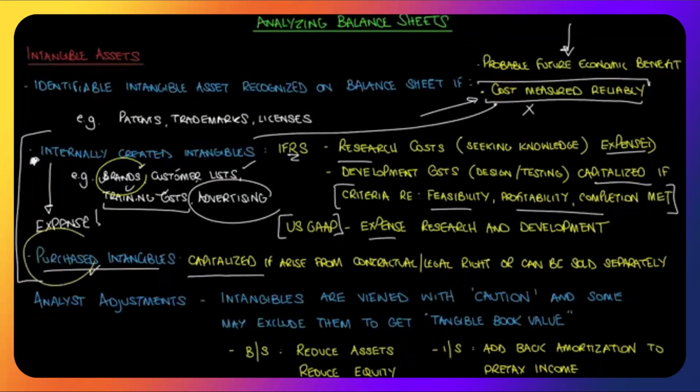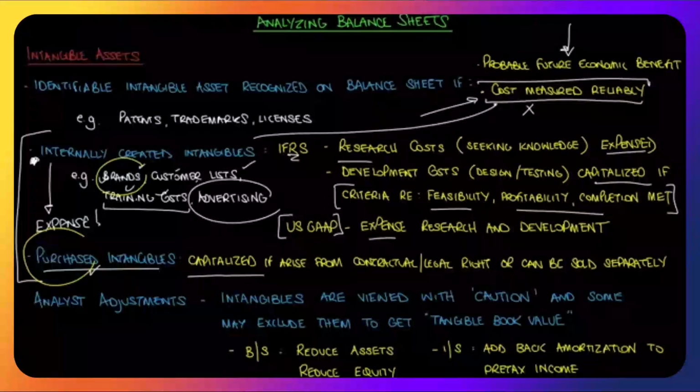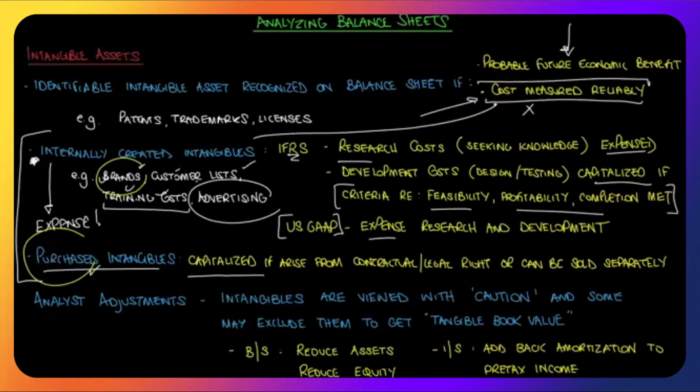So when you get a huge group like Nestle, for example, and you dive into their balance sheet and their asset base, you'll see tons and tons of intangibles and brand names as recognized assets on the balance sheet. That's because they've been purchased. Their own brand name isn't there. But you can capitalize if it arises from a contractual or legal right or can be sold separately. You buy it, you have the right to use it, you could sell it on. You have the right to use this brand name, this license, you can sell it on.